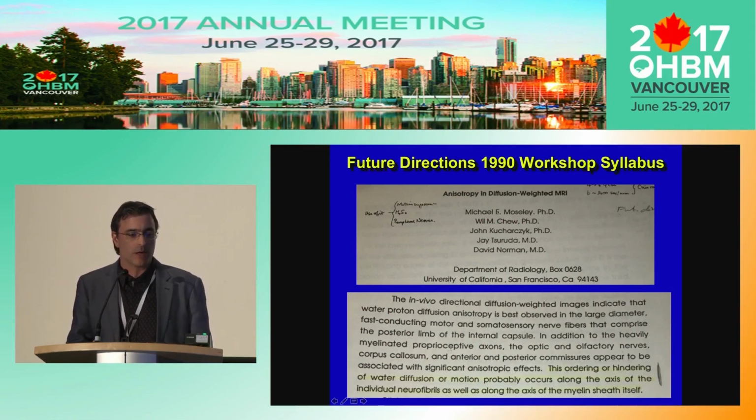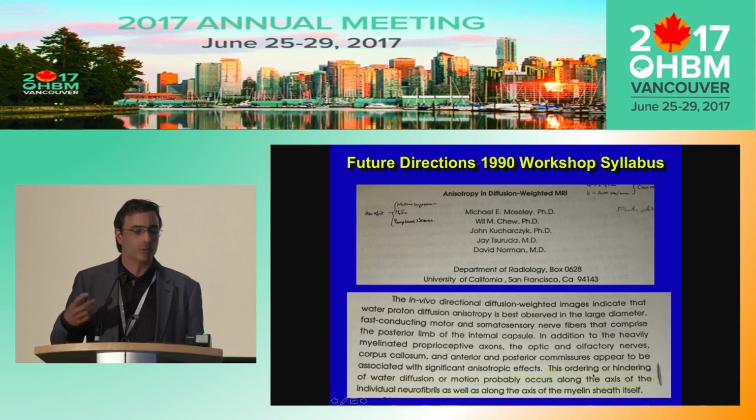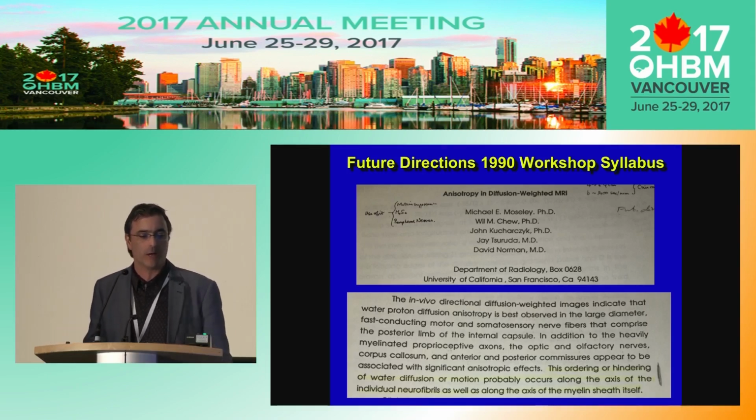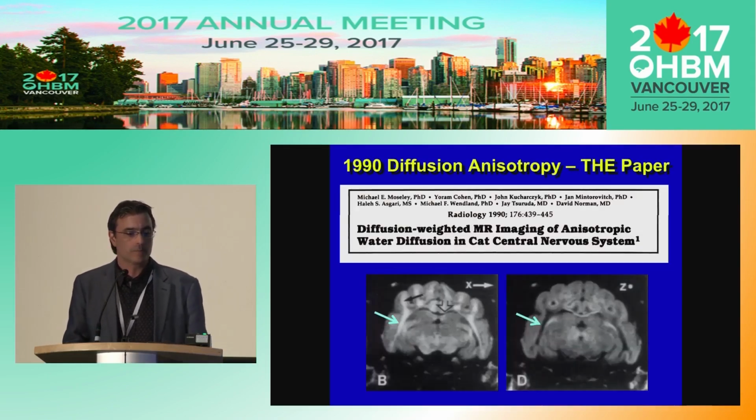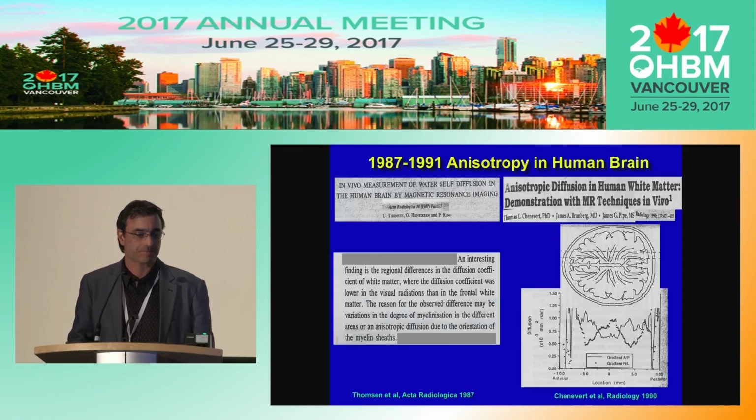This was one of the abstracts by Michael Mosley in that syllabus, and he talks about the ordering and hindering of the water diffusion probably along the axis of the individual neurofibrils as well as potentially the myelin sheath itself. Okay? And this led to the seminal paper in 1990, which really demonstrated it quite nicely in white matter that diffusion was anisotropic, and this was in the cat. And this was really the paper that really got everything rolling.